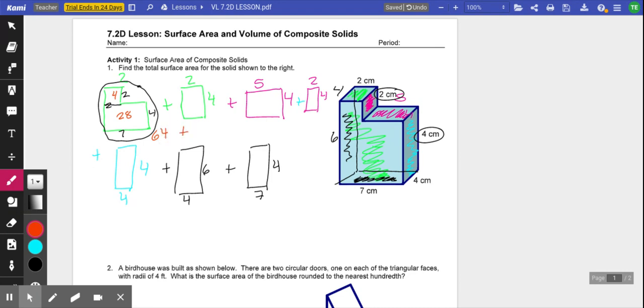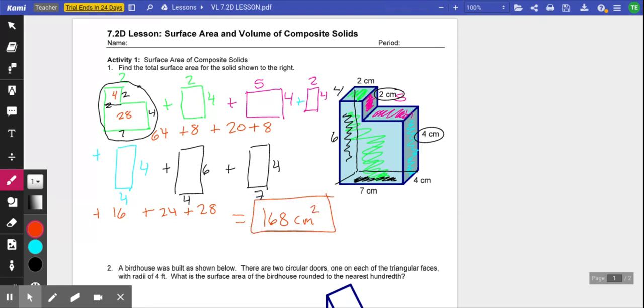And for this rectangle, 4 times 2 is 8. And for this rectangle, 5 times 4 is 20. And for this rectangle, 2 times 4 is 8. And then down here, for this rectangle, 4 times 4 is 16. And for this one, 4 times 6 is 24. And for this one, 7 times 4 is 28. Then I need to take my calculator and add those all together. So 64 plus 8 plus 20 plus 8 plus 16 plus 24 plus 28. I get a grand total of 168 centimeters squared.